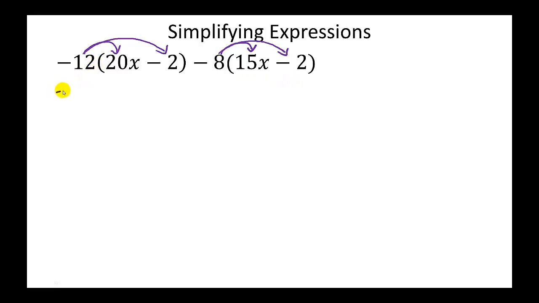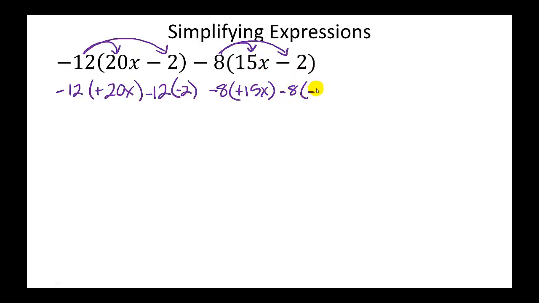So, starting off, we have a negative 12, and that's multiplied to a positive 20x. We then have our negative 12 being distributed or multiplied to a negative 2. Over here, we have a negative 8 being multiplied to a positive 15x. And then we have our negative 8 being multiplied by a negative 2.